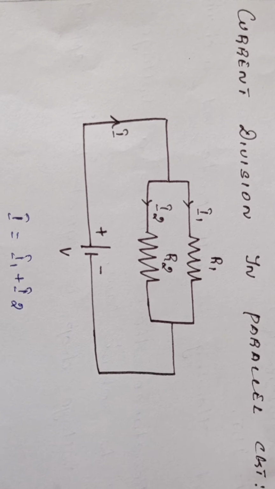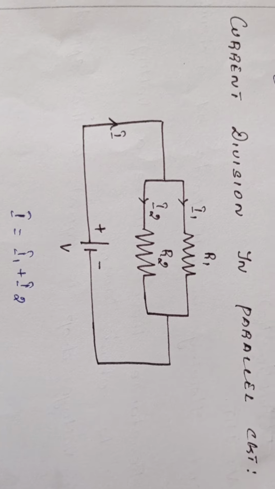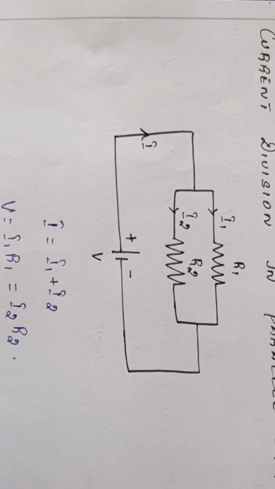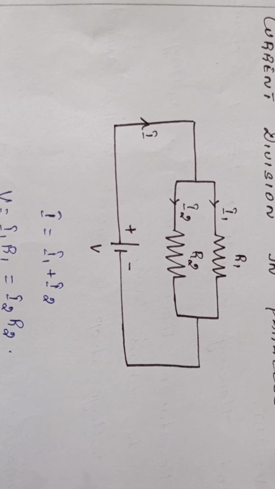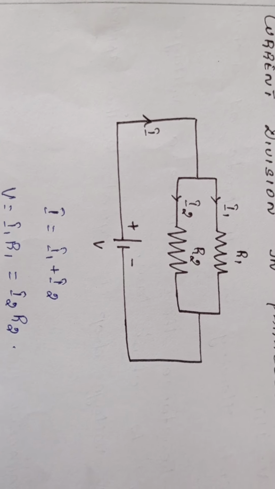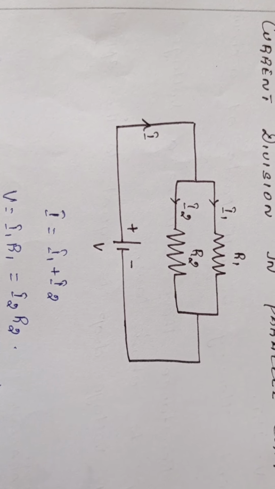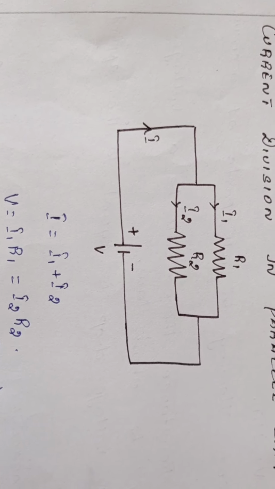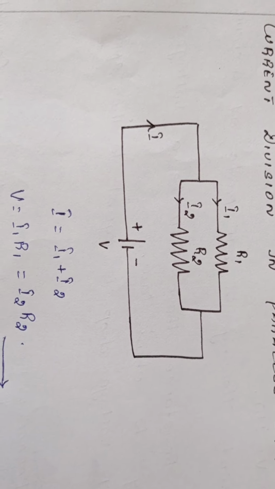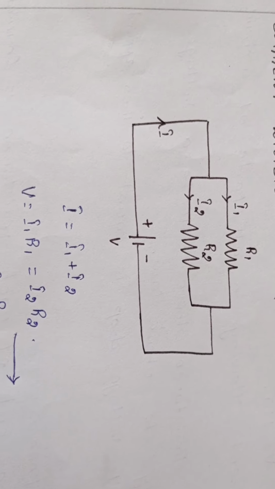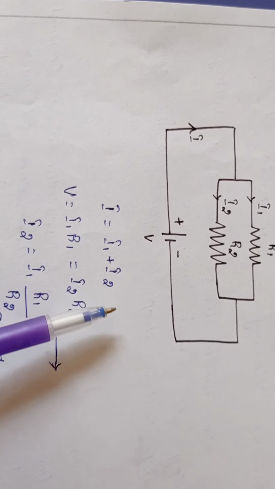Hi friends, in this video we are going to discuss current division in parallel circuit. Let us consider R1 and R2 be the resistances connected in parallel, I1, I2 be the currents flowing through the resistances R1 and R2. So total I be the current flowing through this circuit. Therefore, I is equal to I1 plus I2.